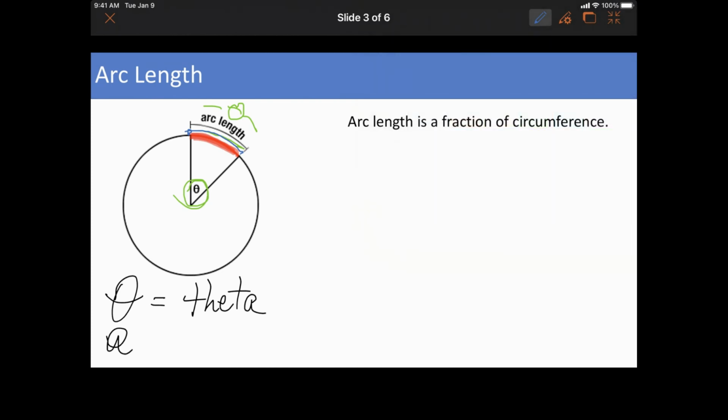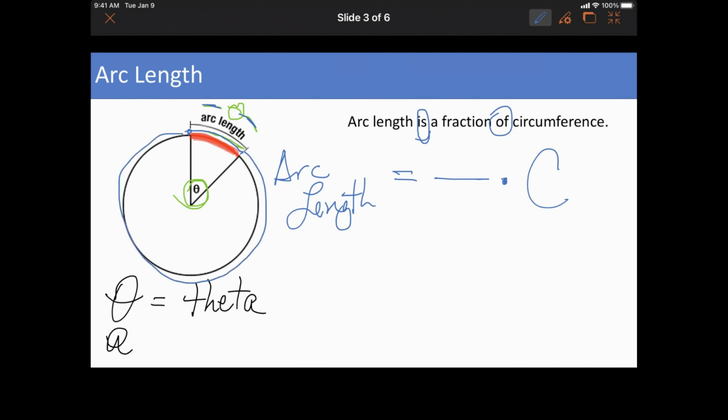All right. How do we do that? Well, is means equal. Exactly. So I have arc length on this side. Is a fraction. Okay, I'm going to put that. Of means times circumference. So now we just have to figure out the fraction. Well, the angle, right, the arc, is part of the whole thing, right, all the way around. And all the way around we know is 360. So it's theta, the angle, over 360.